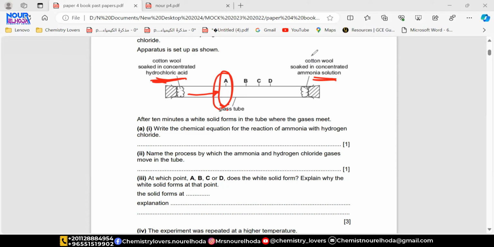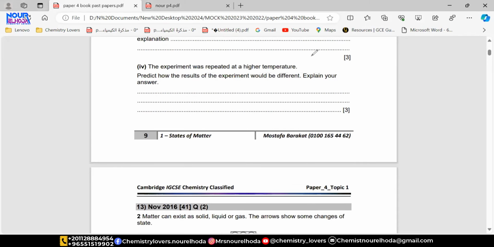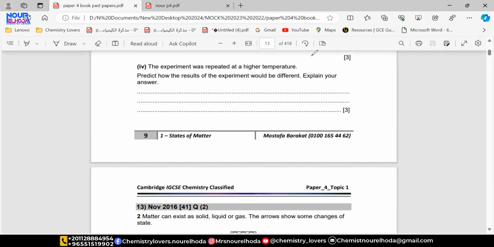Why? Of course, as I said, take care. The question is worth 3 marks, but you need to say why it's A. Because hydrochloric acid is heavier and has a higher molecular mass, so it's going to diffuse slower. Okay, this is the question for the temperature. What will happen when you increase temperature? I will say it's the same place. It will form at the same place, but faster. Why faster? Because particles will gain more kinetic energy, so they will diffuse faster.